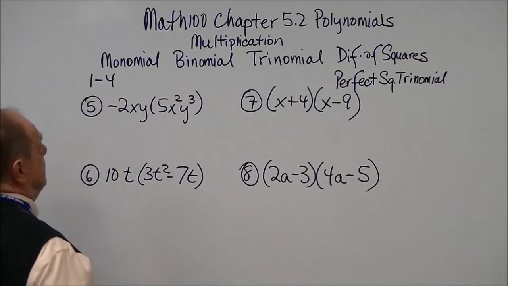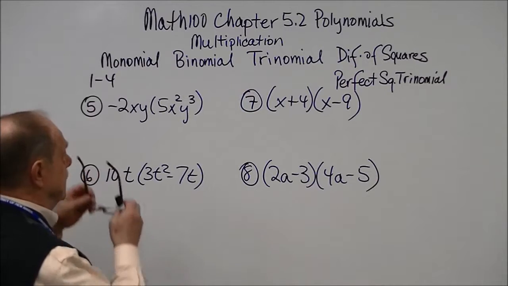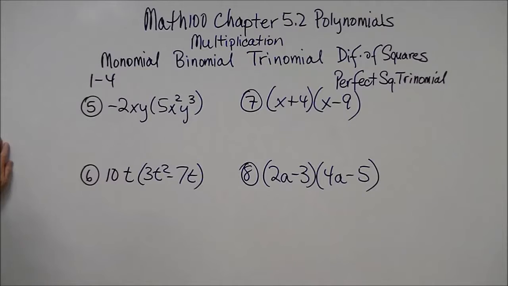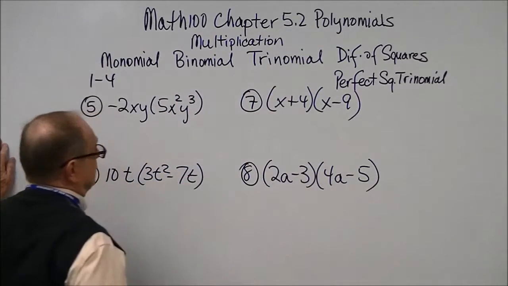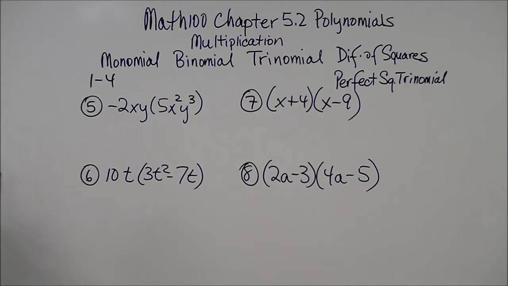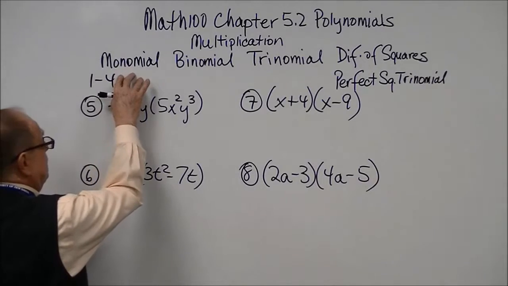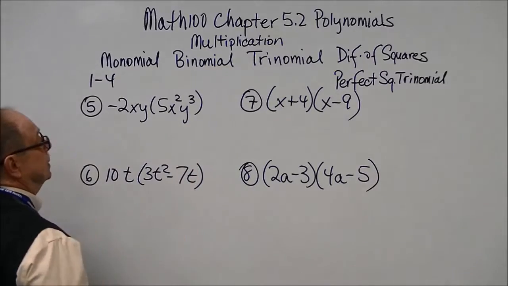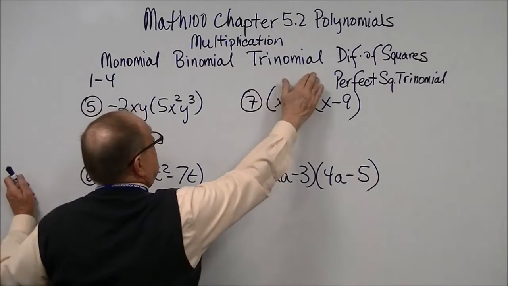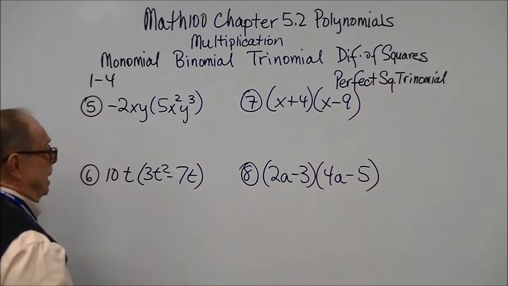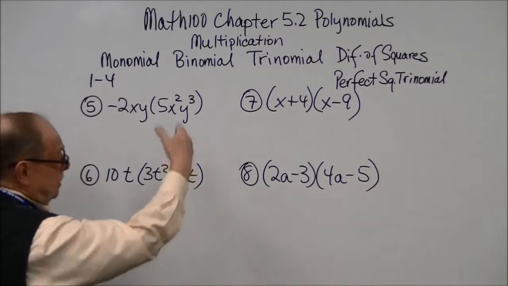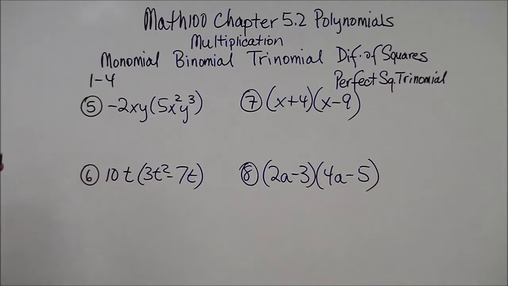Going on to topic 5.2, we're still on the chapter of polynomials, but in this section we're going to do multiplication. Some of the words that we went over in the previous section were a monomial, where there's one term, a binomial, where there's two terms, a trinomial, where there's three terms, and these are all under polynomials. Anything more than four terms we just call a polynomial.